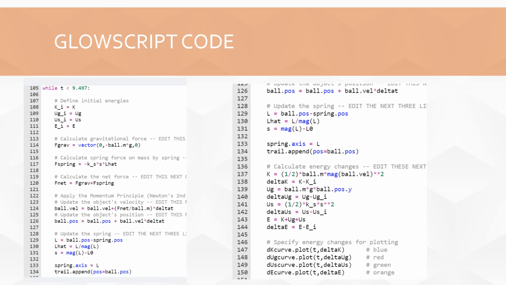Now, here we can go into our while loop, which stops once it gets to 9.497 seconds. As you go line by line, you can see the lines of code that were updated in order to obtain the desired computational model. It is important that when we're calculating the energy, the differences in each of the steps are recalculated based on the current position that we have.